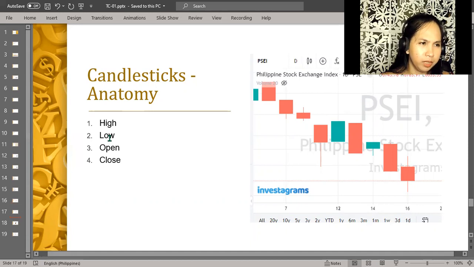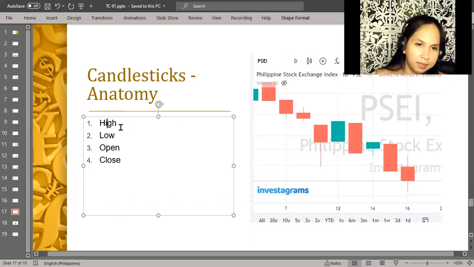Okay, so what is this open, high, low, and close? Starting off with the first one, we have the high. It is the highest price of the day. It is usually represented by the upper tail of the candle. And if there's no tail, then the topmost part of the body is the high. Now the low, this is the lowest price of the day. It is usually represented by the lower tail of the candle. And if there is no tail, then the bottom part of the body is the low.